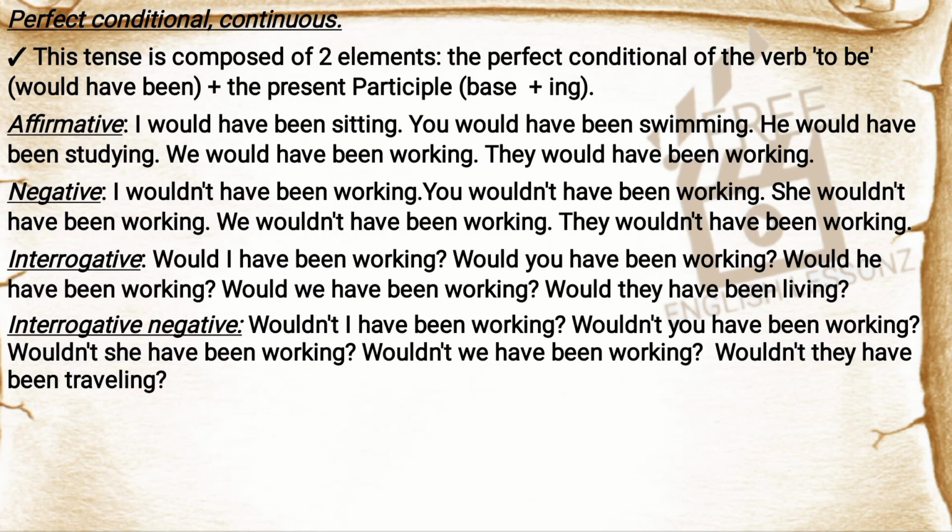Negative: I wouldn't have been working. You wouldn't have been working. She wouldn't have been working. We wouldn't have been working. They wouldn't have been working. Interrogative: would I have been working? Would you have been working? Would he have been working? Would we have been working? Would they have been living?